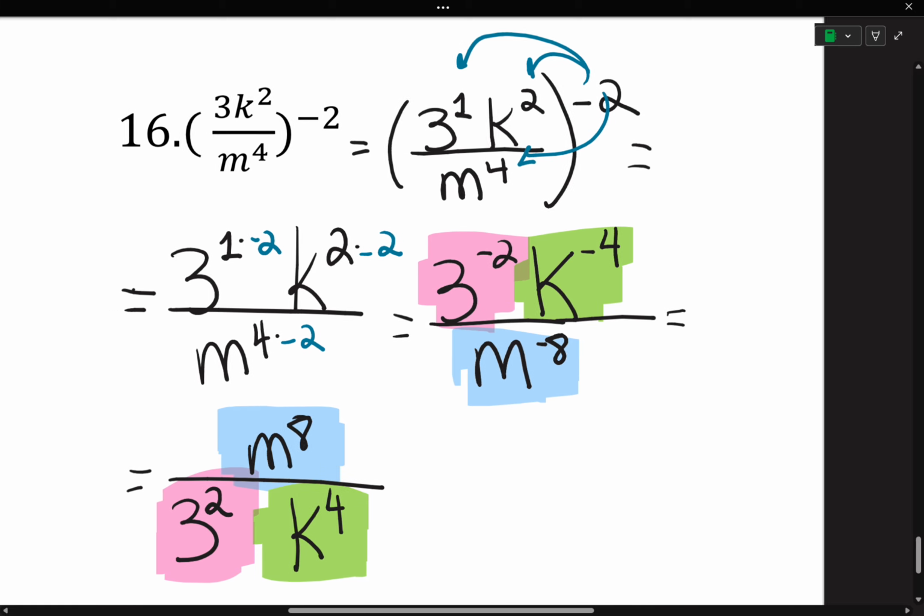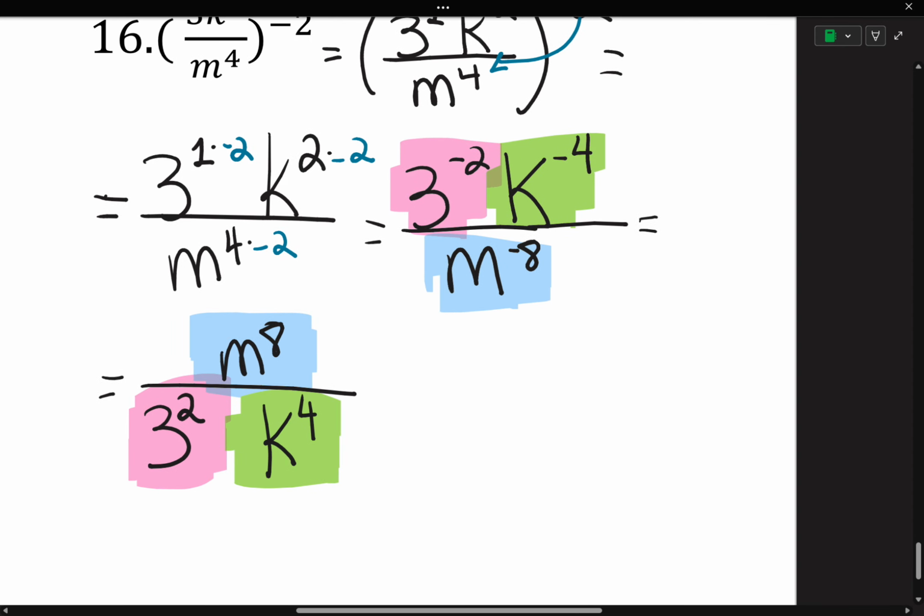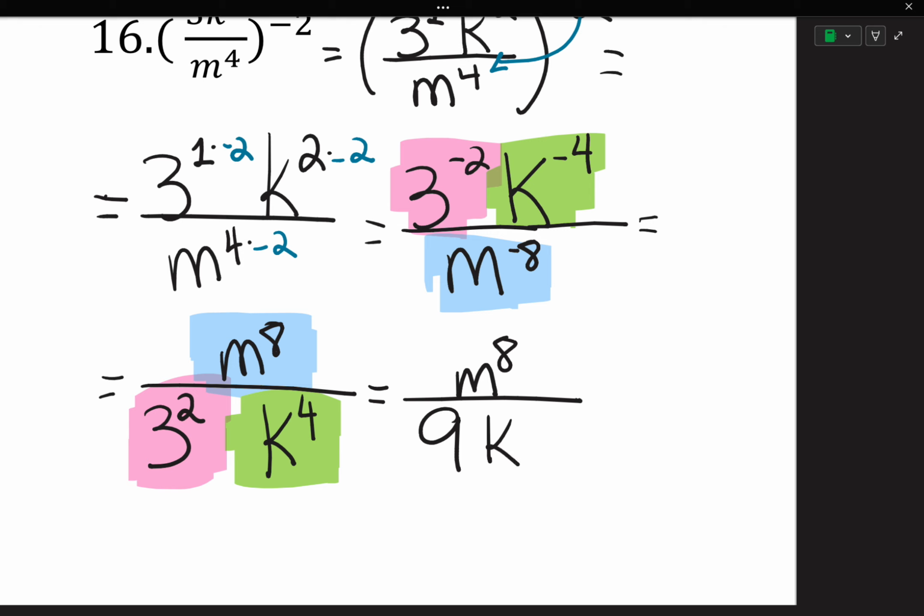We just have one last step here. Can you tell what it is? We can take care of that 3, right? 3 squared is 9. M to the 8th stays here. K to the 4th stays there.